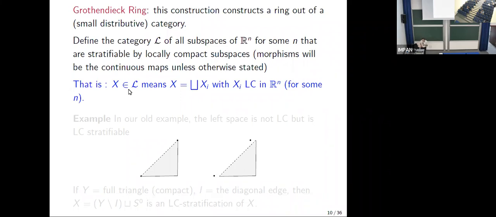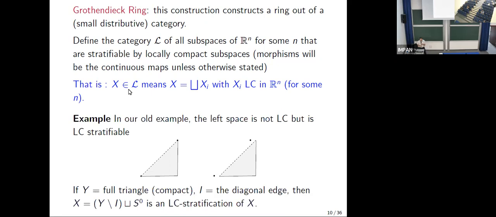The construction is called the Grothendieck ring construction, which many of you are familiar with. So you take the category L of all subspaces that are stratifiable by locally compact sets, with continuous maps as morphisms, if you care about maps. So X in L is a disjoint union of subspaces. Once you have a small category, meaning the morphisms form a set, you can look at the set of isomorphism classes of objects, because after isomorphism it's the same.